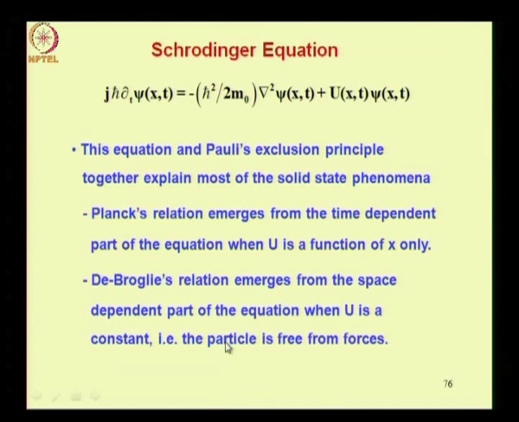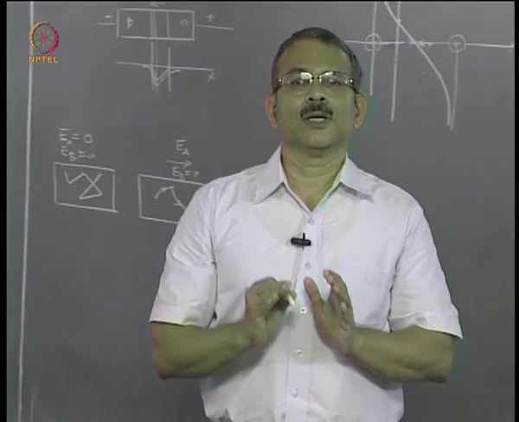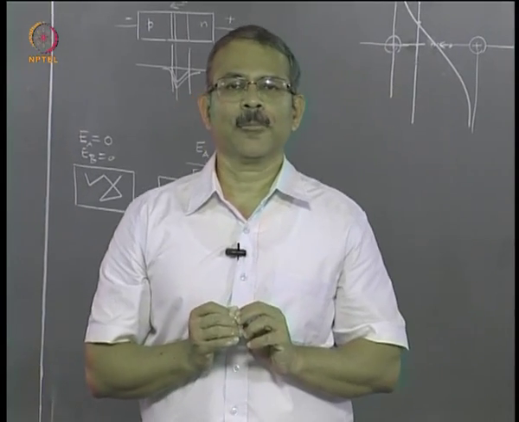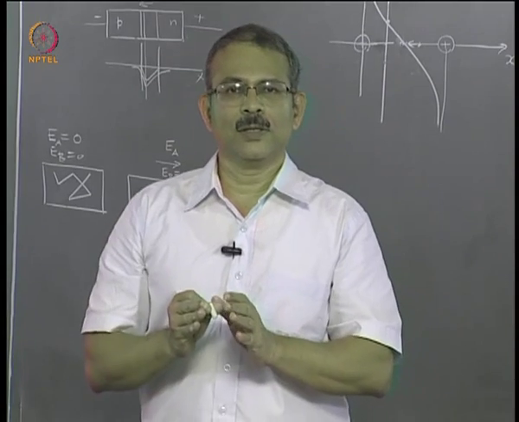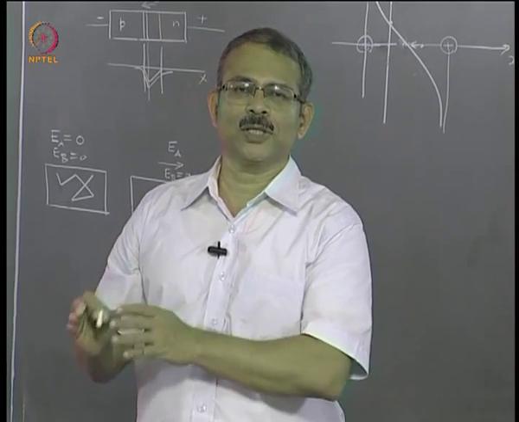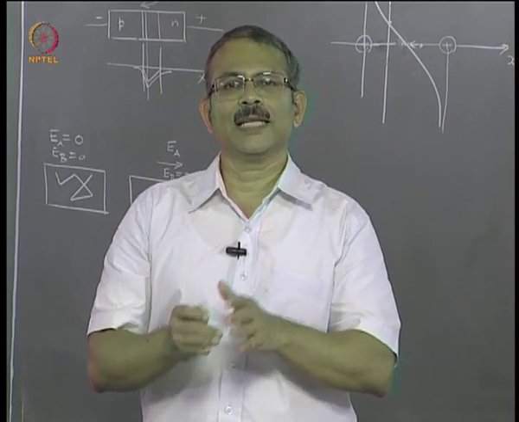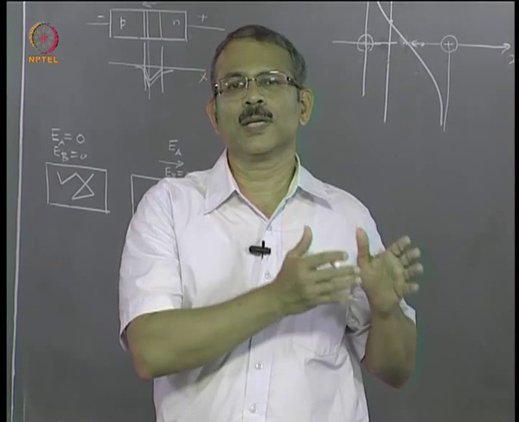Similarly, de Broglie's relation emerges from the space dependent part of the equation, that is this part here. This is time dependent, here you have the time derivative, and this is the space dependent part of the equation when U is a constant. So you should set this U as constant, that is, the particle is free from forces. So de Broglie's relation applies only for a free particle. Okay. Now we will establish this when we discuss the solution of the Schrodinger's equation, in the same way as we had discussed the solution of Newton's laws.